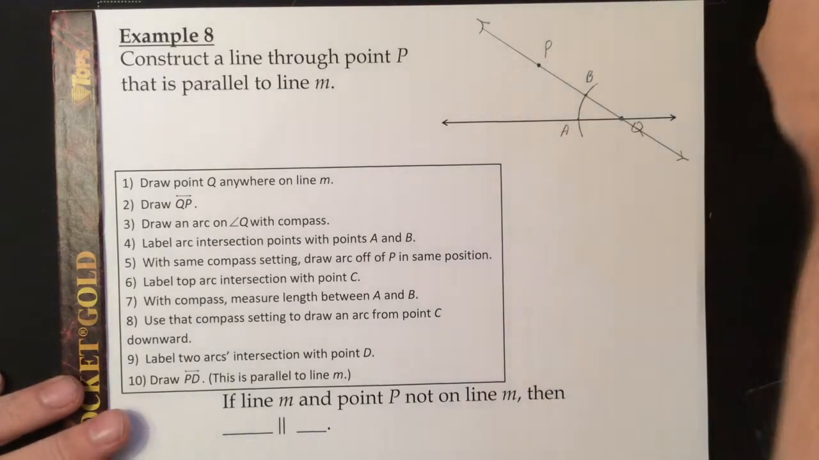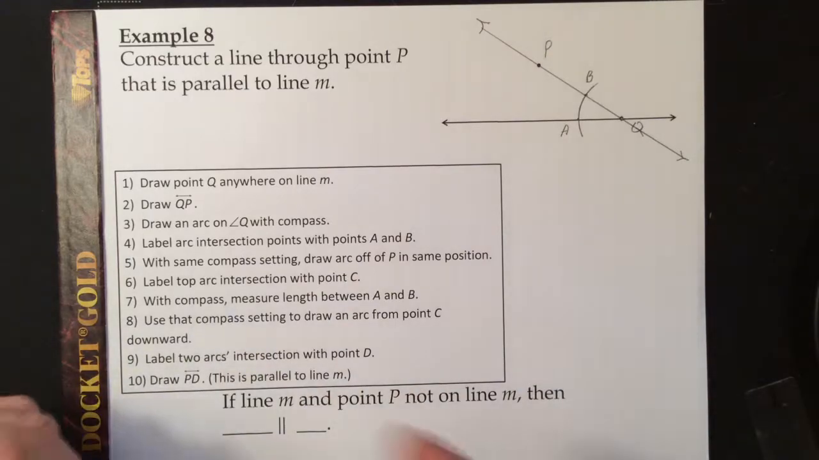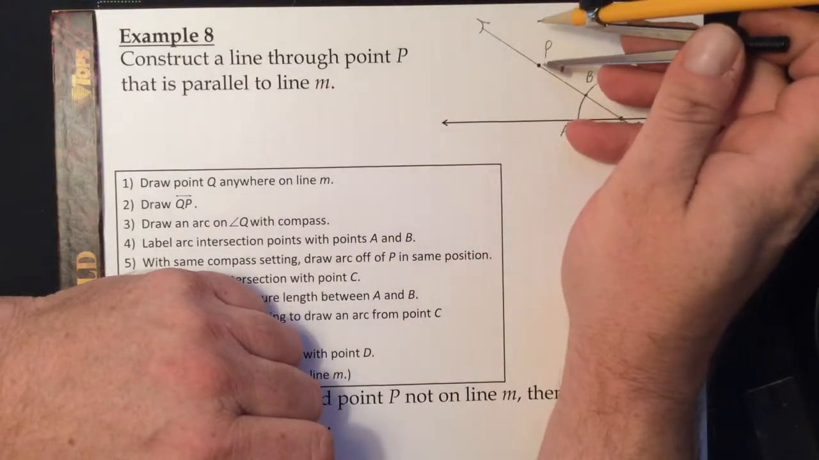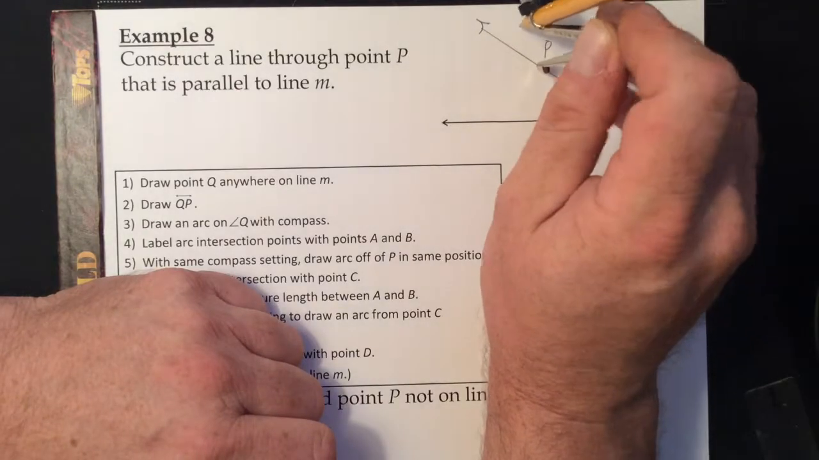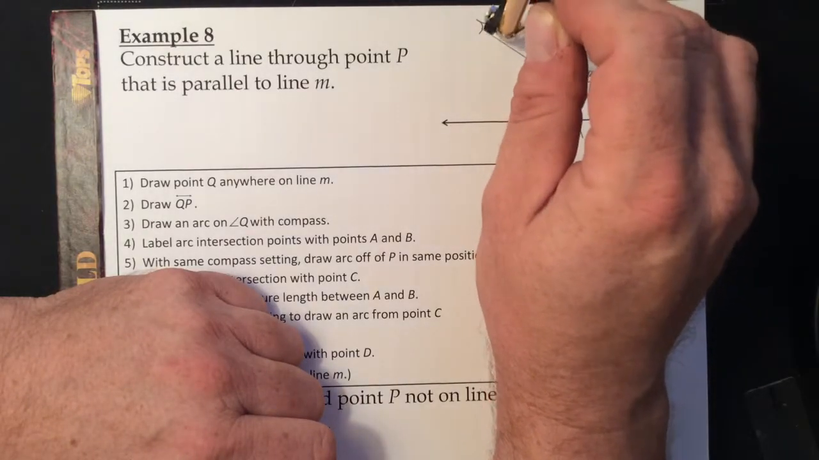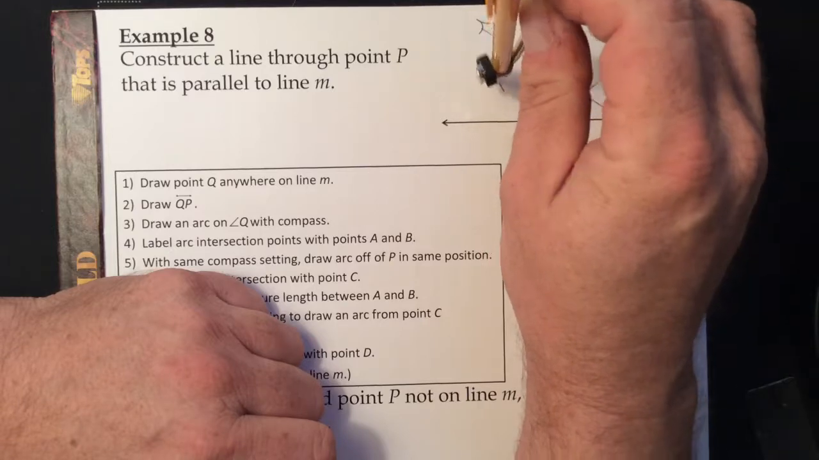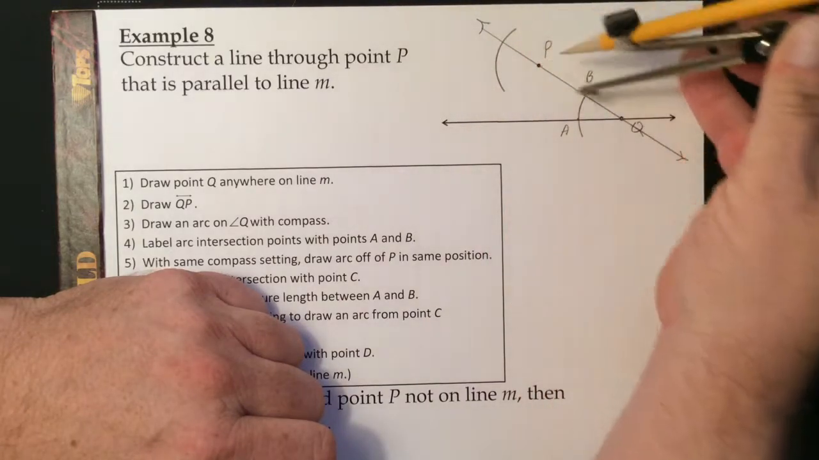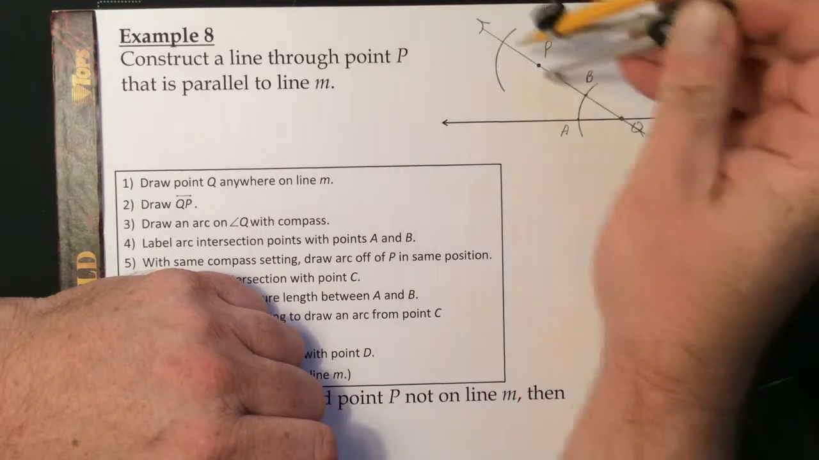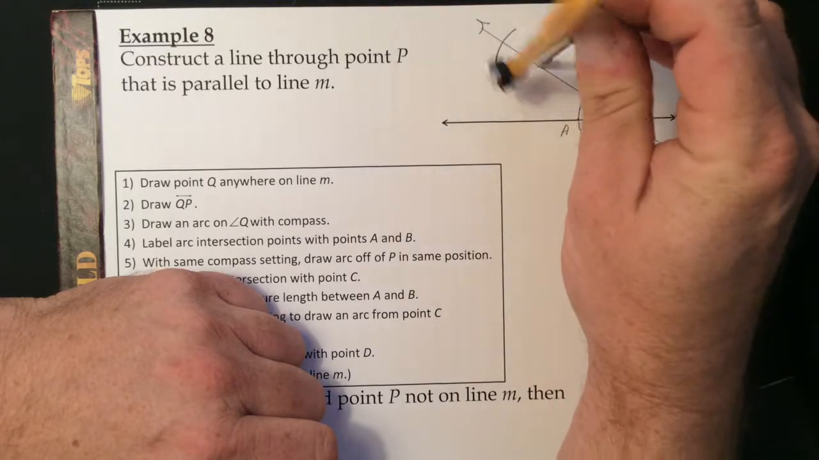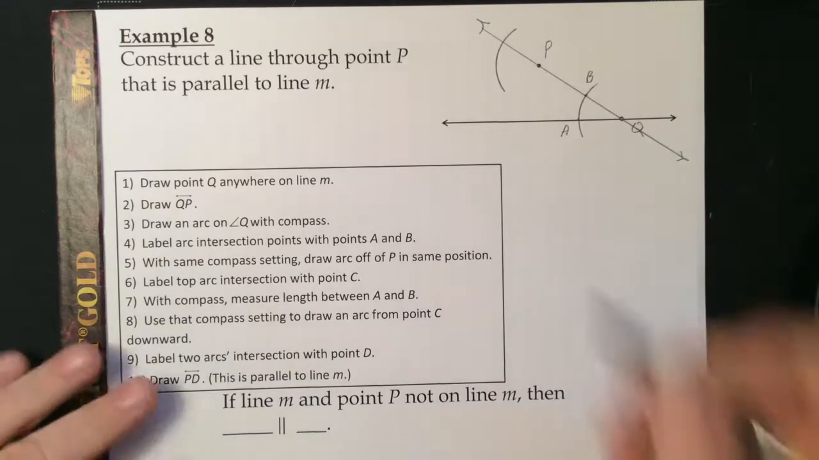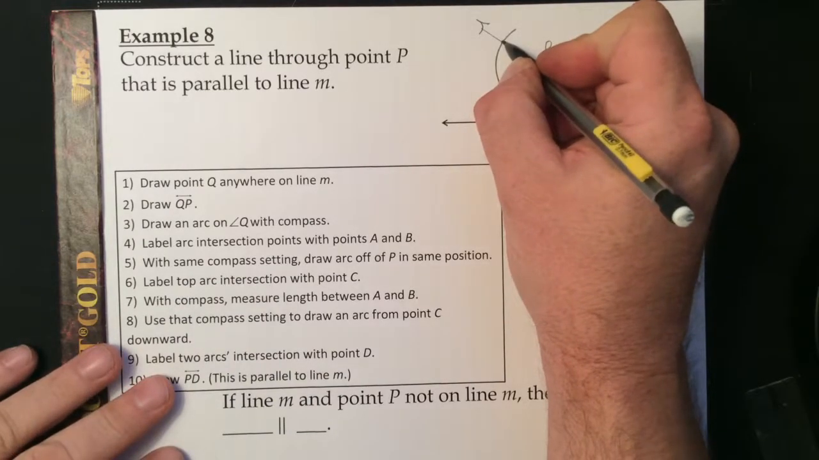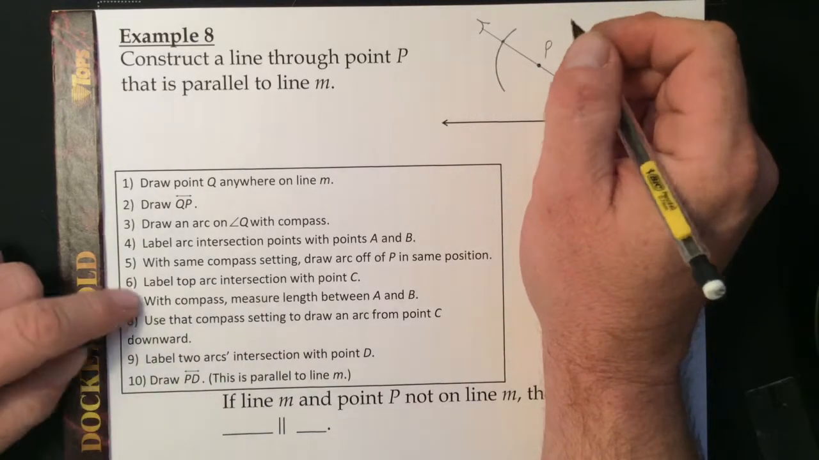Okay. Then with that same setting, I'm going to come up here, set your compass point on P, and repeat the process in the same direction and same length. Like that. So all we did was we just took this arc, transferred it over to here. And this point right here, they asked us to label with C.